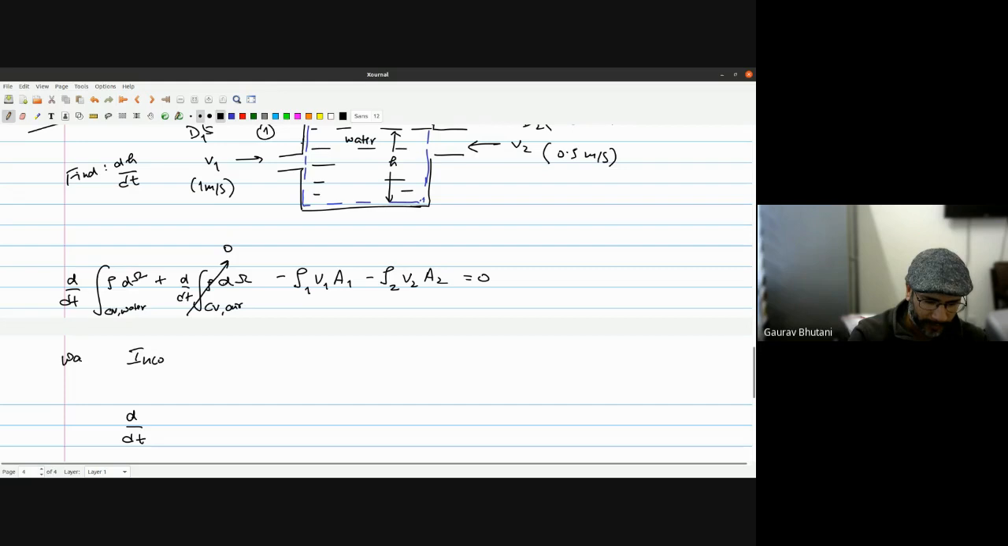So water is incompressible. So I can take the rho term out of the integral first. It's a constant, and I can also take it out from d by dt. So all we are left with is d by dt of the overall volume of the control volume, which has the water part of it.